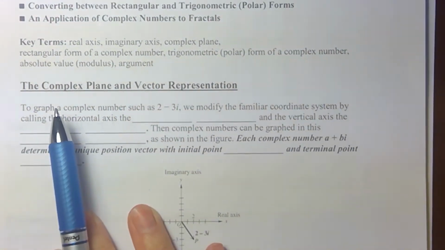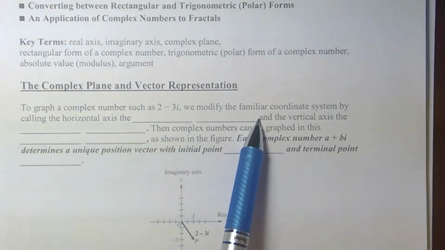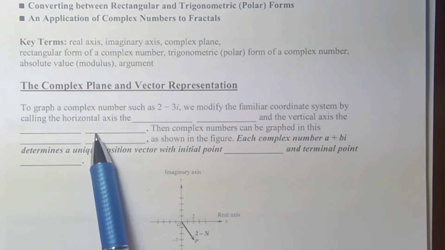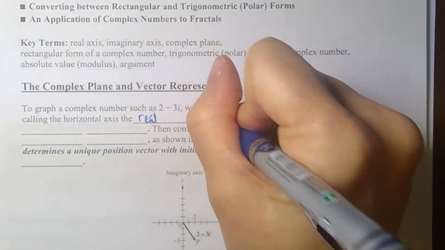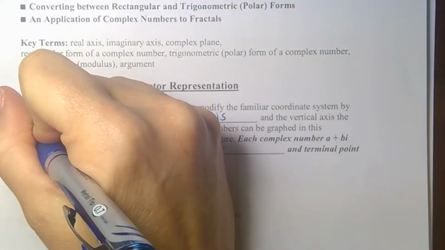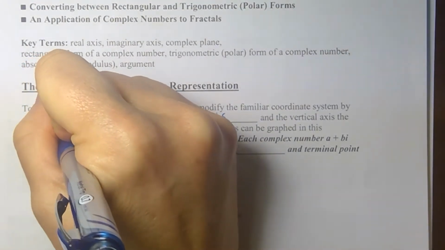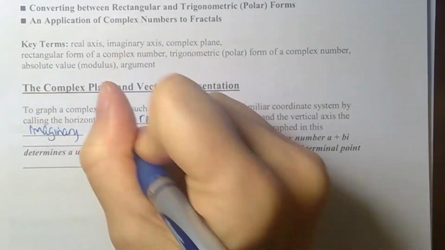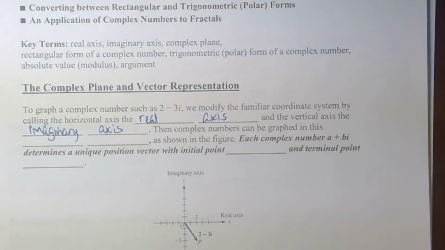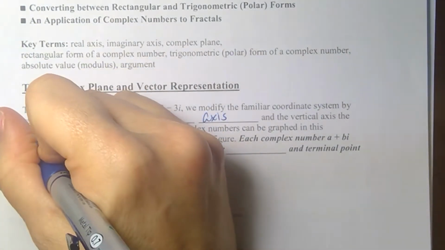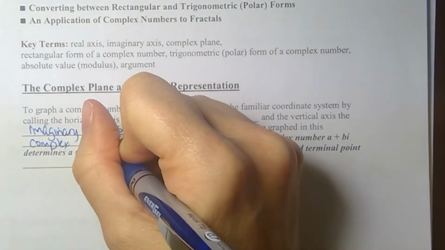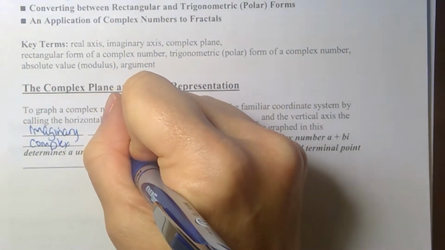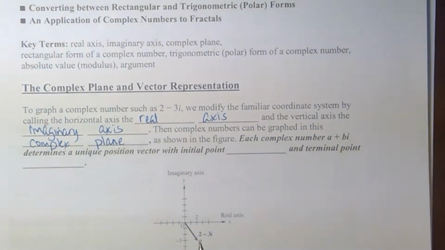To graph a complex number such as 2 minus 3i, we are modifying the familiar coordinate system by calling our horizontal axis the real axis and the vertical axis the imaginary axis. Then my complex numbers can be graphed in this complex plane, because instead of just our real plane with x and y as horizontal and vertical, now we have just basically renamed it so that it's the complex plane. So we have an imaginary axis and a real axis.